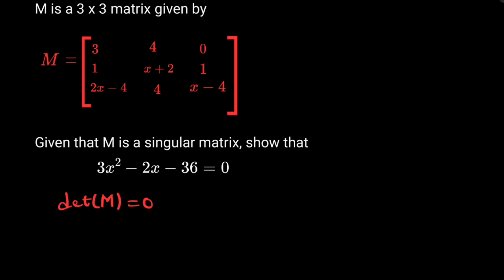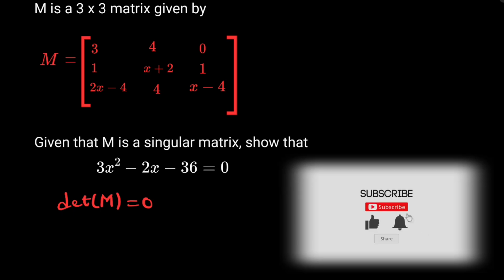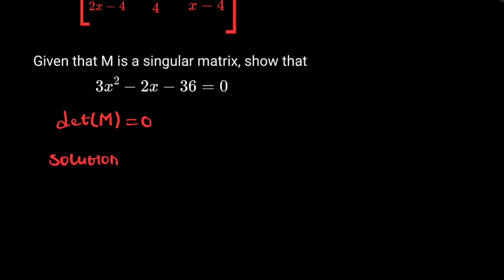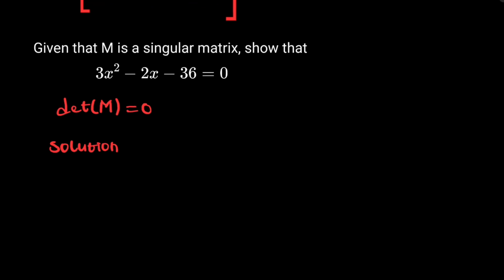So the only thing that we have to do here is not difficult. We have to find the determinant of M and equate it to 0. So in the process of simplifying that determinant, we should come out with 3x squared minus 2x minus 36. So let's start the solution. So we have to find the determinant. So let me write down the matrix.